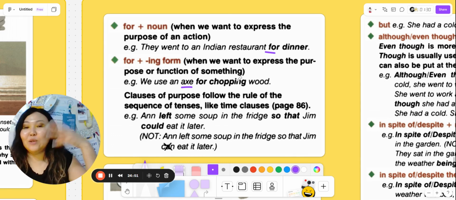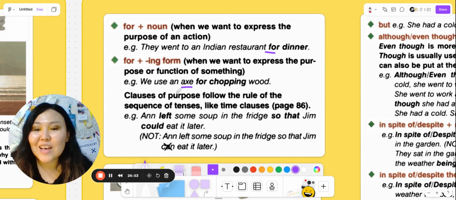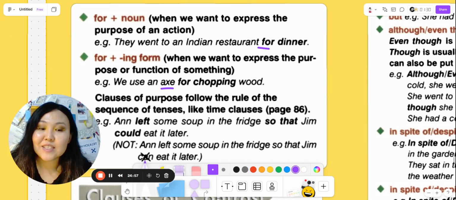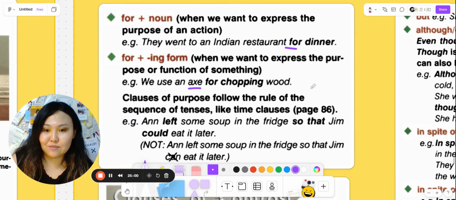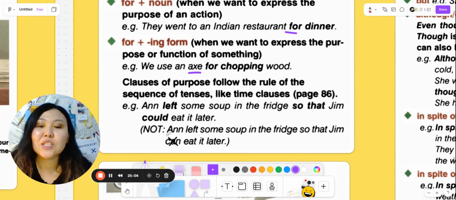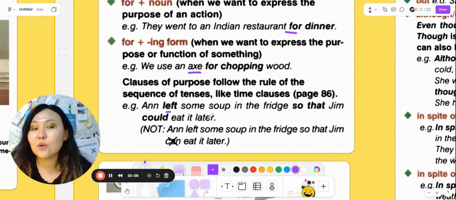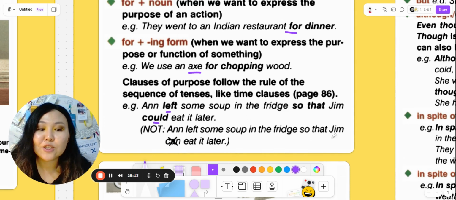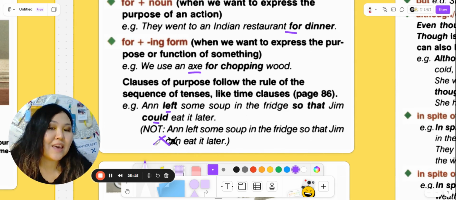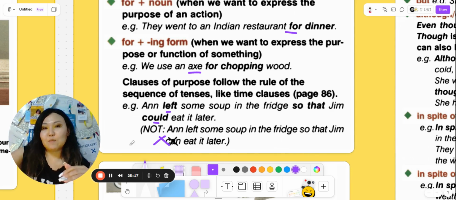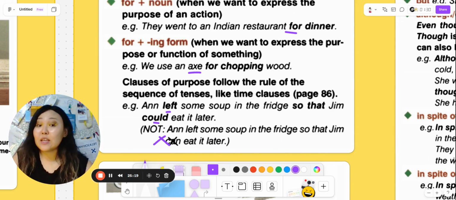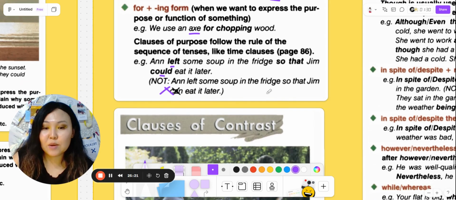Okay, yeah, like we use pens for writing. And clauses of purpose follow the rule of the sequence of tenses, like time clauses. Yeah, like they all do. I left some soup in the fridge so that Jim could eat it later. Left is past simple, so that Jim could eat it later. We can't say "can" because "left" is past and "can" is present; they don't work together. We need to remember it.